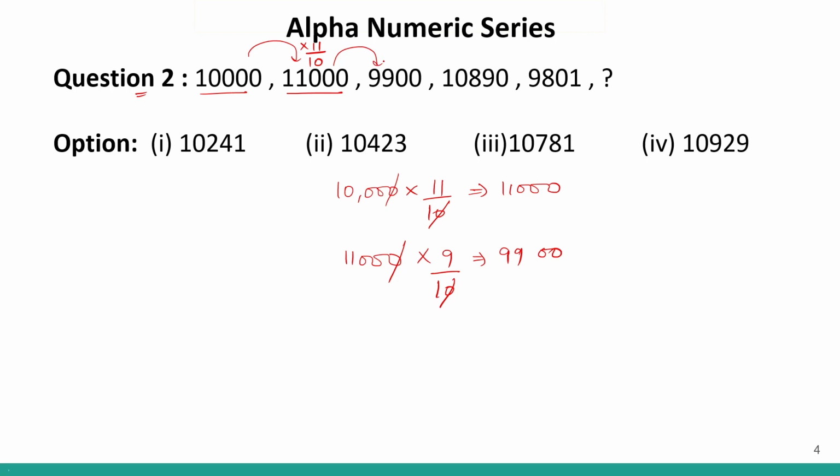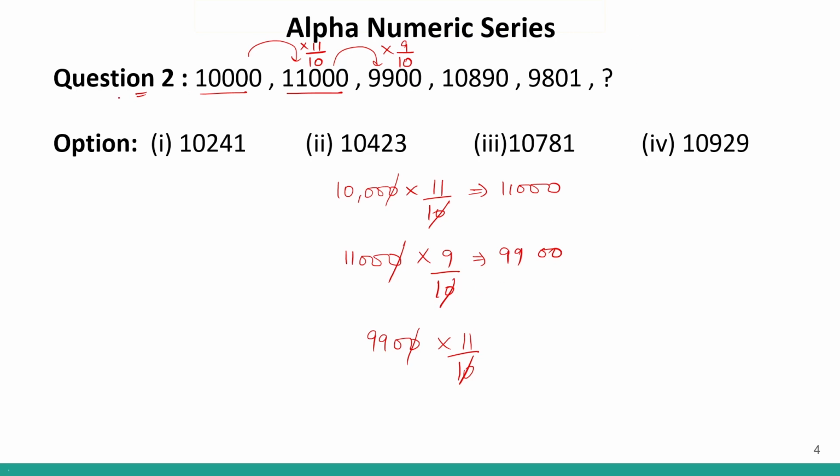So this is basically a multiplication by 9 by 10. Correct? Now if I again multiply 9900 by 11 by 10, the zeros will cancel. Now, do you remember I told you a way to multiply any number by 11? This was a short trick that I told you.